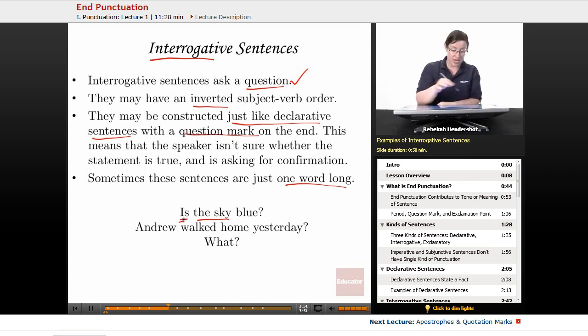You're asking a question. Andrew walked home yesterday? Now again, someone might say that if they're not sure, they don't really believe what you just said. Someone says, Andrew walked home yesterday, and somebody goes, Andrew walked home yesterday? Maybe Andrew doesn't like to walk. Maybe there was a blizzard yesterday. For whatever reason, we don't really believe that Andrew walked home yesterday, so we're asking a question. Or, the ever-popular, what? One word long, perfectly good interrogative sentence, and you'll notice they all end with a question mark.